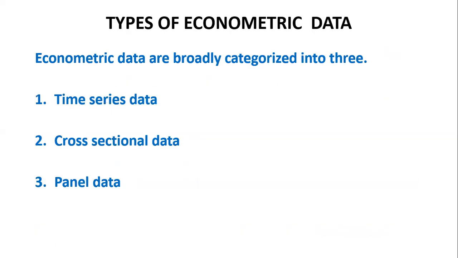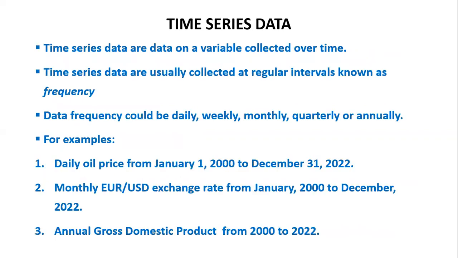Types of econometric data. Econometric data are broadly categorized into three. We have time series data, cross-sectional data, and panel data. Now, time series data. Time series data are data on a variable collected over time. Time series data are usually collected at regular intervals known as frequency. Data frequency could be daily, weekly, monthly, quarterly, or annually.